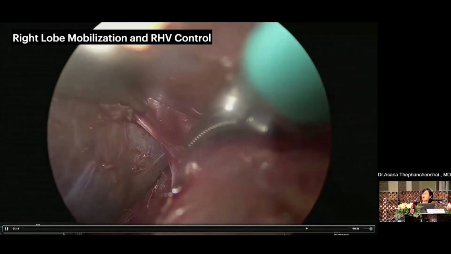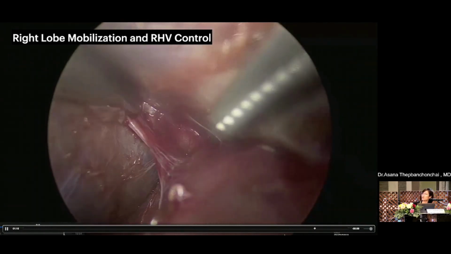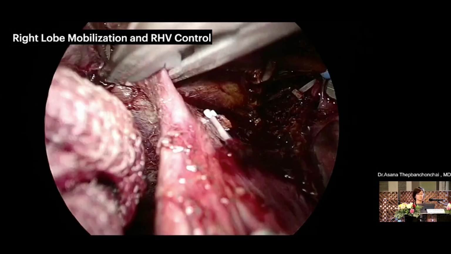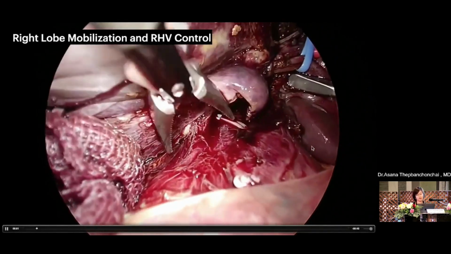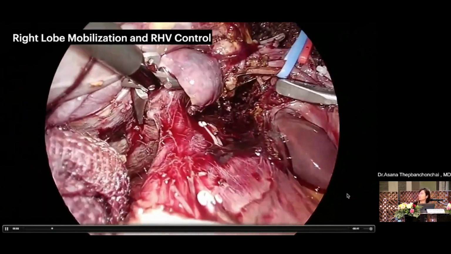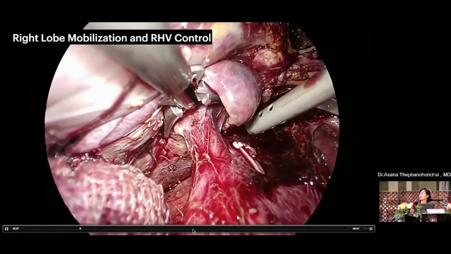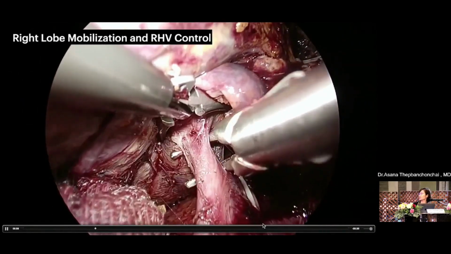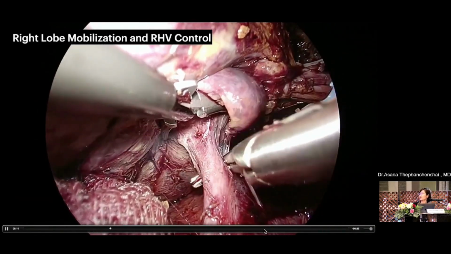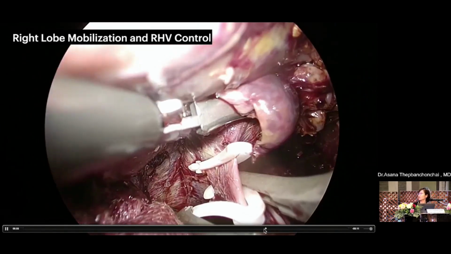This is the hepatocaval ligament, and the inferior part of the right hepatic vein was shown. If there is an inferior right hepatic vein with a big and short trunk, we may dissect and control it after parenchymal transection. It is safer to do after the parenchymal transection, and we get a longer length to control.